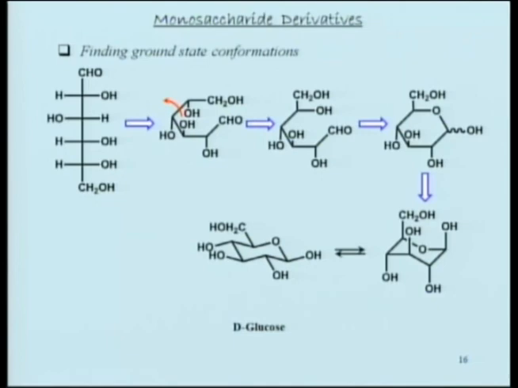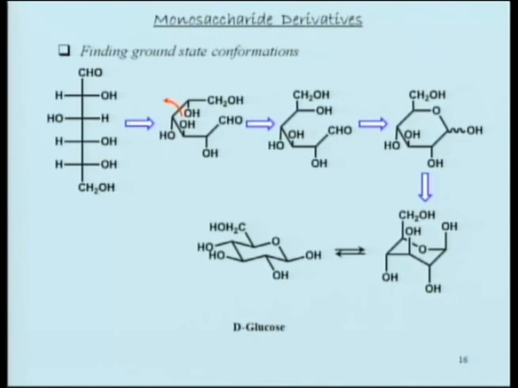So if you convert this into a form such as that, what's going to happen? If you convert that into a chair form, that OH is going to fall up like that. This can be either alpha or beta, depending on where it is. I've simply drawn the beta form.